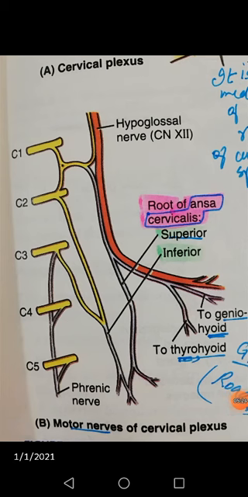Now a bit more about it. Now you can see that there is a superior root of the ansa cervicalis, which comes from the spinal nerve C1, the fibers of C1 and C2.